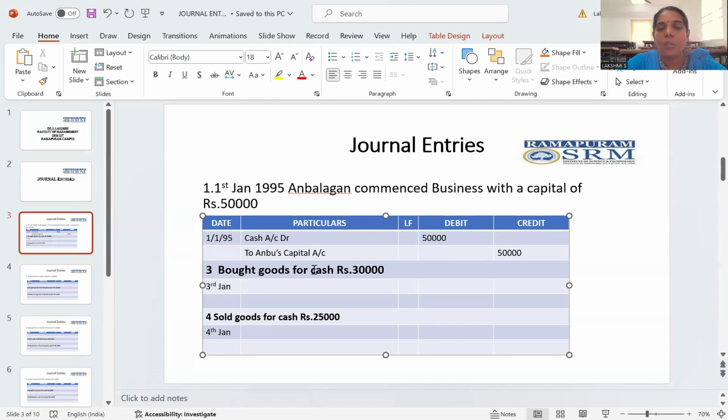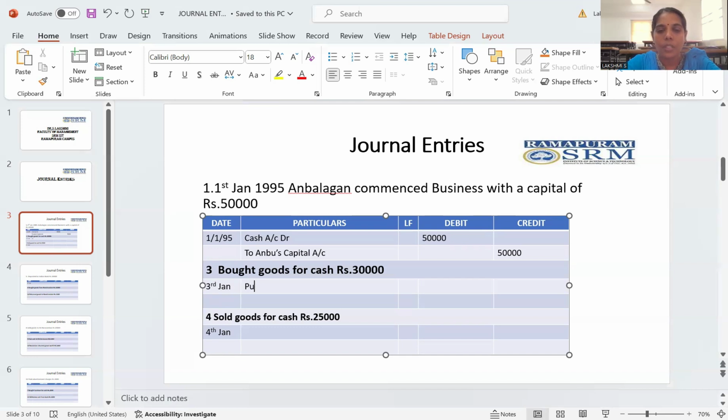3rd January, bought goods for cash for rupees 30,000. Bought means, let us assume we are standing here, we bought goods for cash. So here, goods come into the business. Here, the name of the goods is not mentioned. So we don't write it as goods. Instead of that, we write it as purchase account.